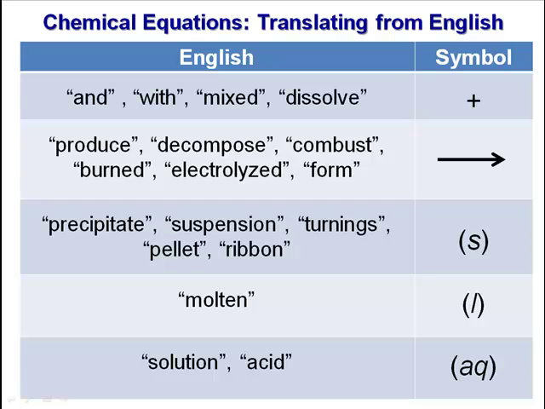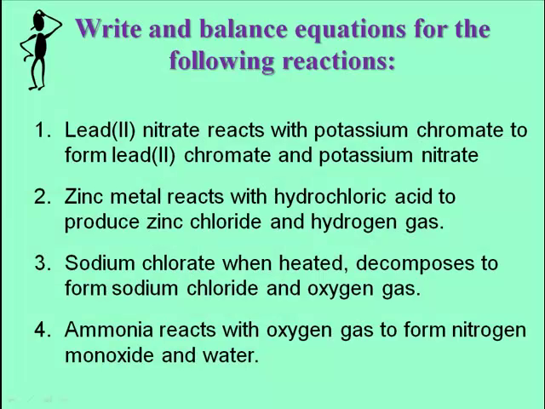The S means precipitate, suspension, turnings, pellet, or ribbon. The L means molten. If you ever see the word molten, it's referring to a liquid. There's not a lot of pure liquids at standard state besides mercury and water. AQ means solution or acid. Now, if we have an English written out explanation of a chemical equation, we are going to write and balance equations for these reactions.